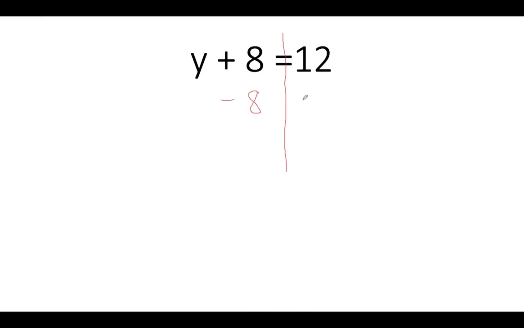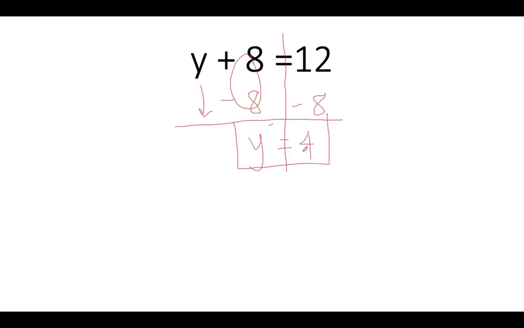Now equations are kind of like scales. Whatever we do to one side, we want to make sure we do to the other side. So now, a positive 8 and a minus 8 are like zero pairs. They're going to cancel each other out and create 0. And all I'm left with on the left side now is y. I'm going to bring down my equal sign, and then go to the other side. 12 minus 8 is 4. So my answer to the equation is y equals 4.